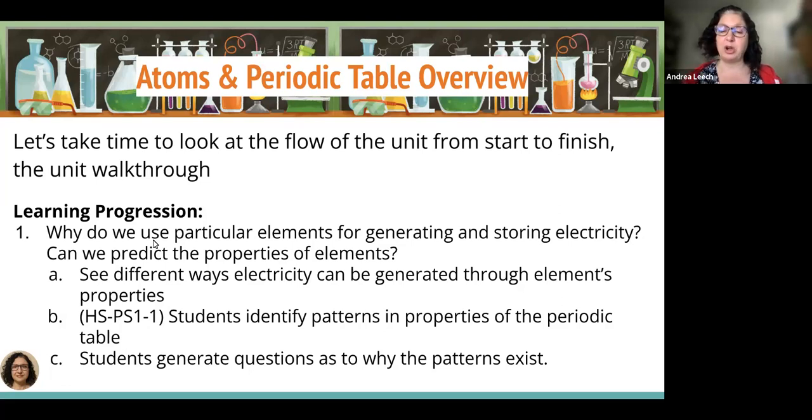We did do a lot of work on the unit opener to make it a little bit more meaningful for folks to get better questions. And this is the new questions that we've set on. We're going to look at 3 different ways electricity can be generated through the element properties, and have students identify patterns in the properties of the periodic table and generate questions for why these patterns exist.